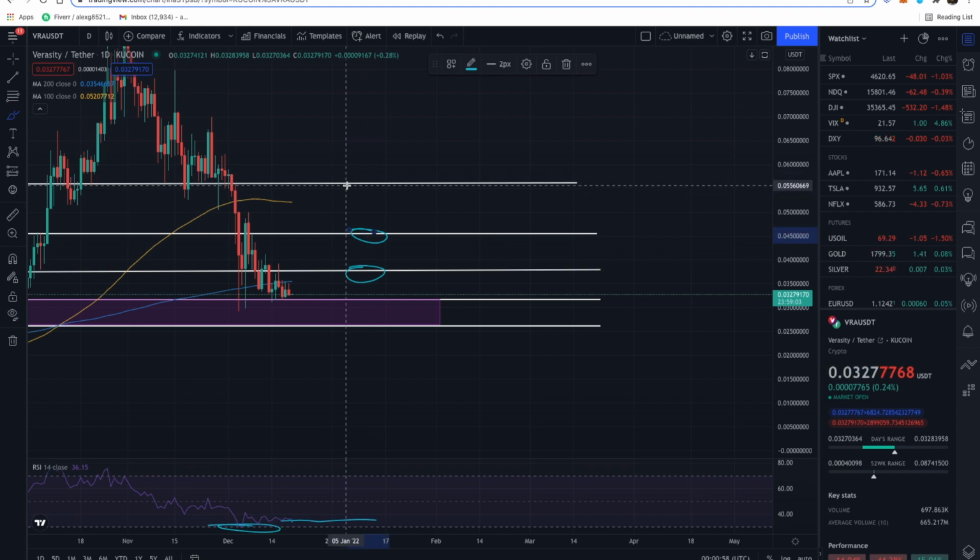I think the real issue is going to be this neckline fib at 5.5 cents. I think that this is going to give us a lot of trouble. When we're getting a lot of volume, it's going to be easier to climb these, but I think we're going to see a ton of resistance at this 5.5 cent level.